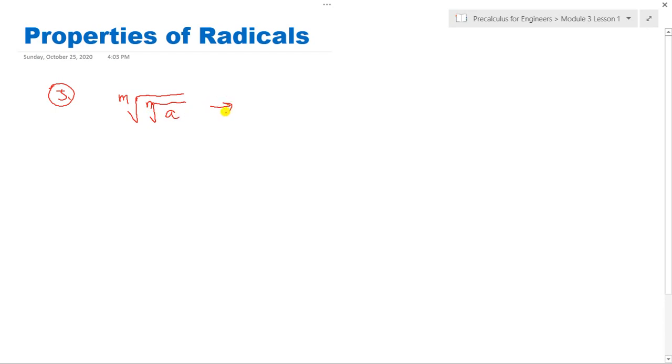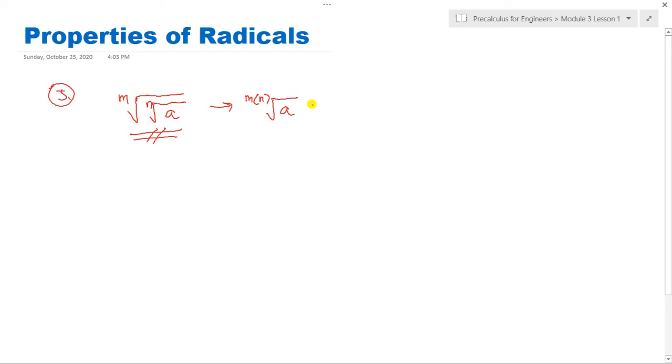So how are we going to convert this, or how are we going to simplify this? Now if you met this kind of expression, sa radical expression, then you can just simply multiply their index. So we have here index m and index n. So you can just simply write this as m multiplied by n root of a.